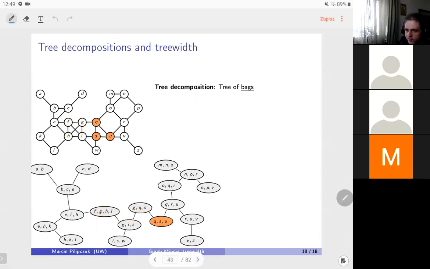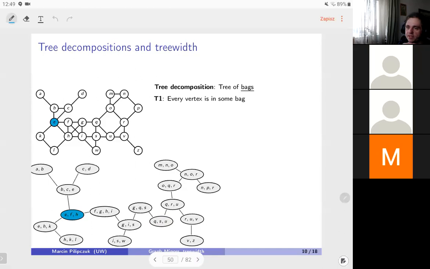If you think about it, what I'm showing now looks like the intuition of sweeping a graph with separators. These bags that I show here really separate the things in the tree. So that looks reasonable here. Okay, so let's go over the properties.